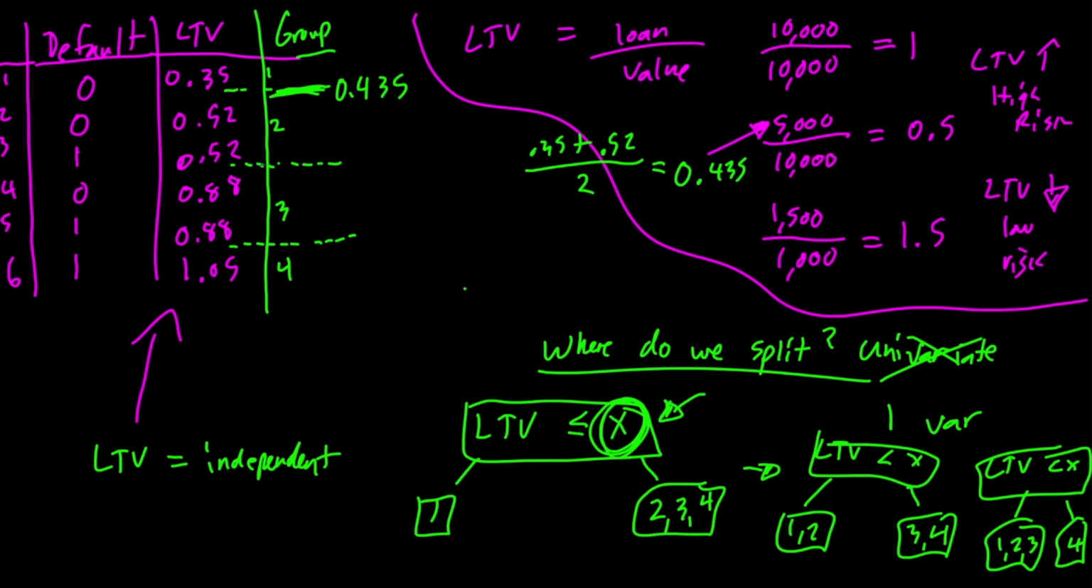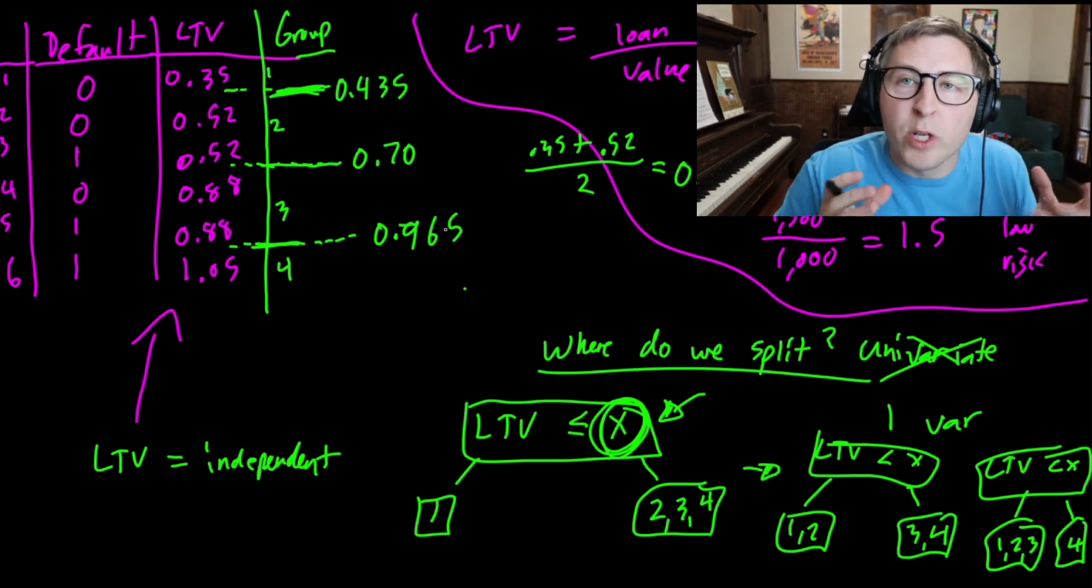So this will be 0.435. And then to get this second split here, what we're going to do is 0.52 plus 0.88 divided by 2. So get the average of that point. And we're going to get 0.70. And then finally, to get the split between 3 and 4, we're going to get 0.88 plus 1.05 divided by 2. And that's going to give us 0.965.